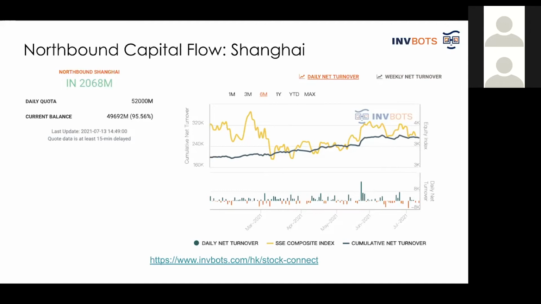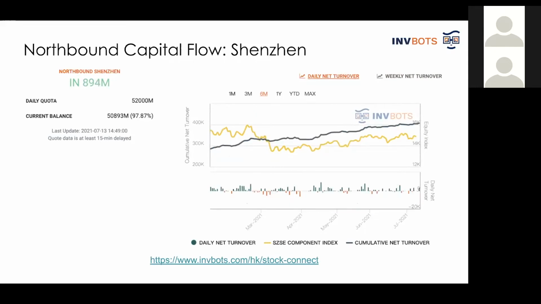They're interpreting that if there's a positive daily net turnover, it will be highlighted in green. If there's a net outflow, then it will be in red. And then the next slide will be about the Shenzhen northbound trading. Today the inflow is about 900 million, and it's the same as the Shanghai exchange.